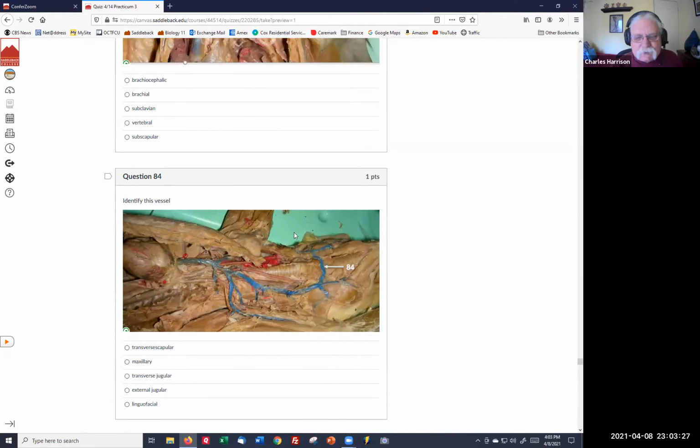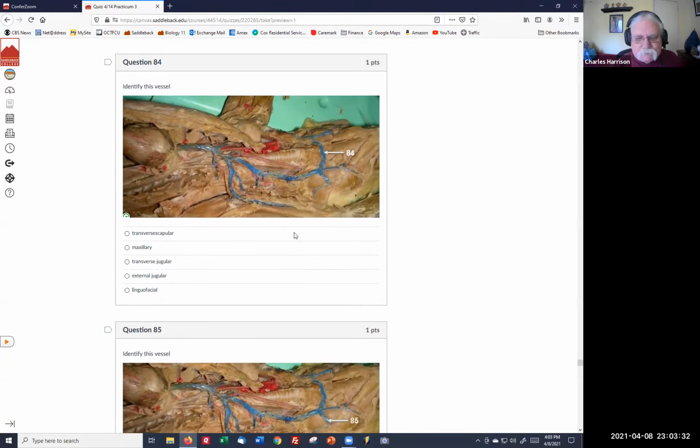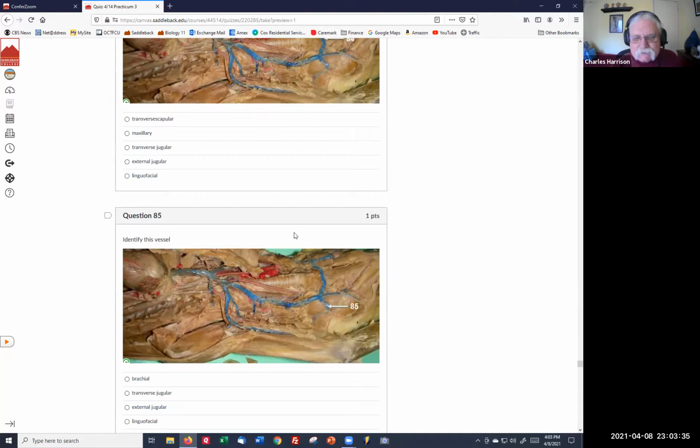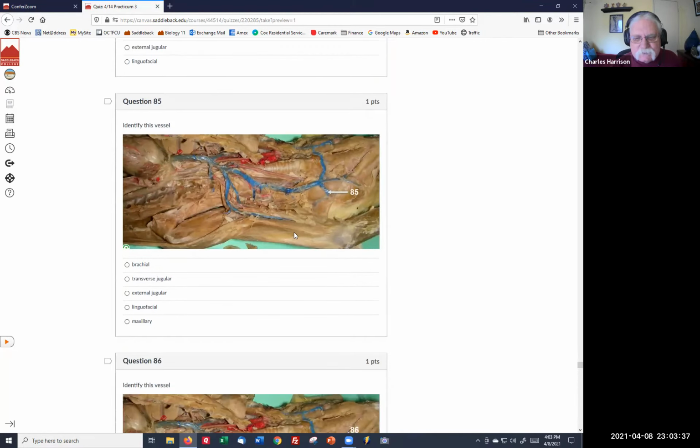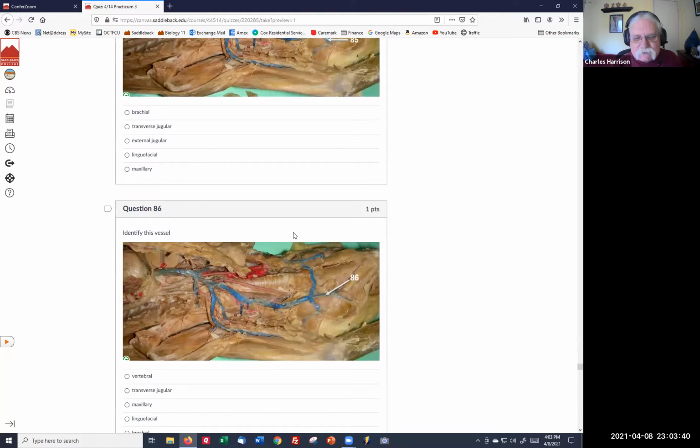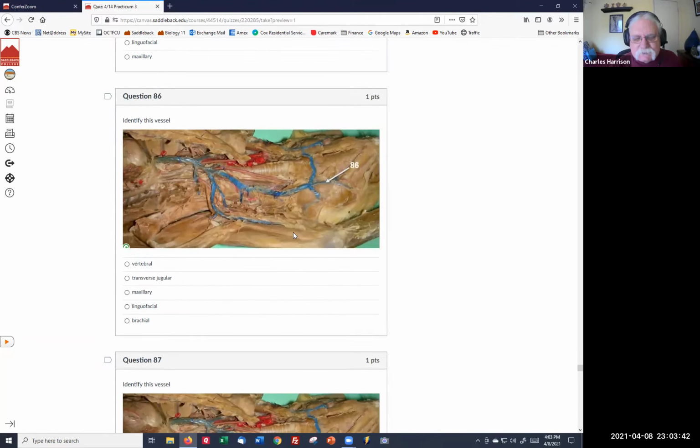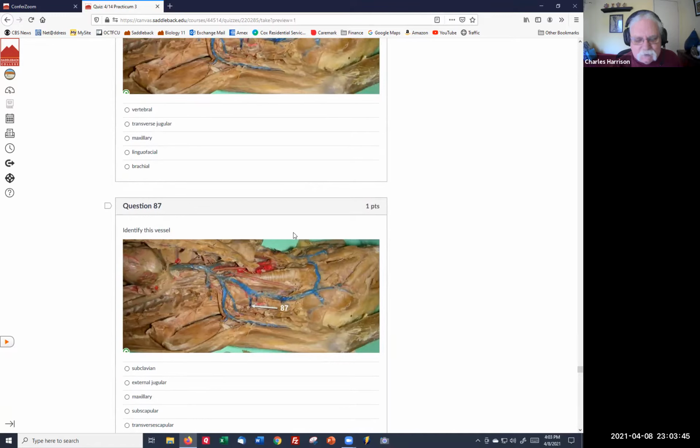84 is transverse jugular or transverse facial. Maxillary for 85. 86 lingual facial. 87 is transverse scapular, in this case vein, running down the side. Here's the external jugular. Here's the transverse scapular. Here's the subscapular from the other side.